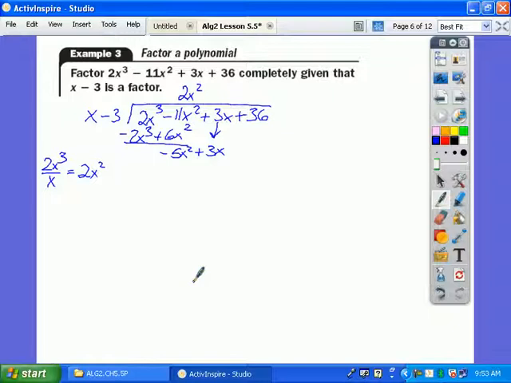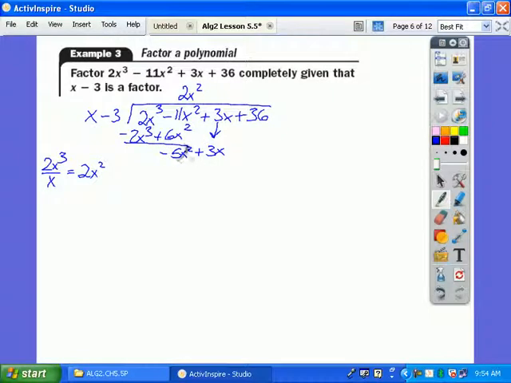Step 1, take the first term divided by the first term here. That gave us the 2x squared. Step 2, we take that and multiply 2x squared times x, 2x squared times minus 3, which brought us to here. Step 3, we subtract. And step 4, we start again. Really, it's a 3 to 4 step loop, and we just keep looping until we're done. All right, so we're starting with the loop again.